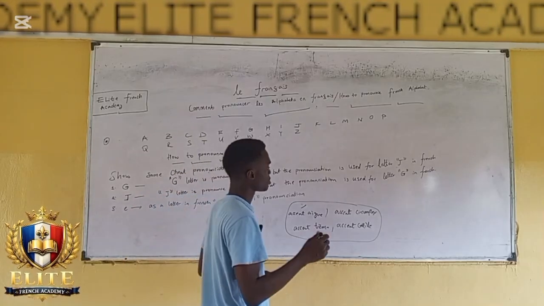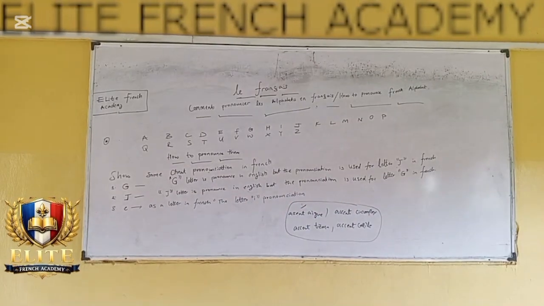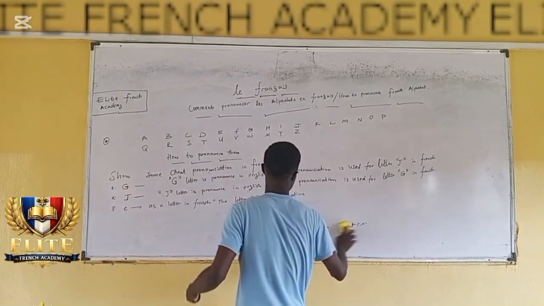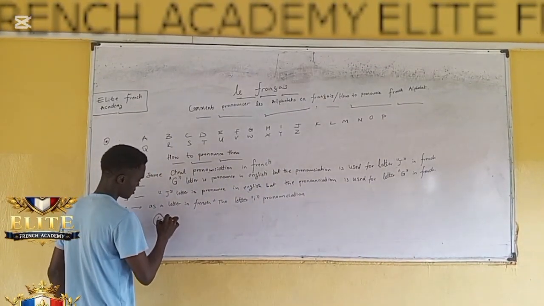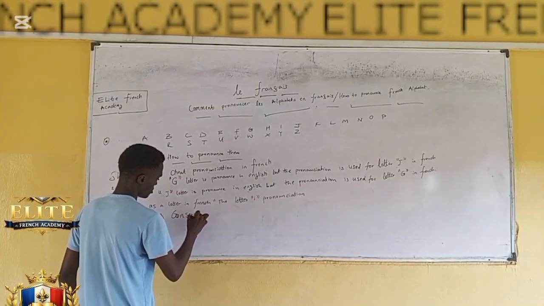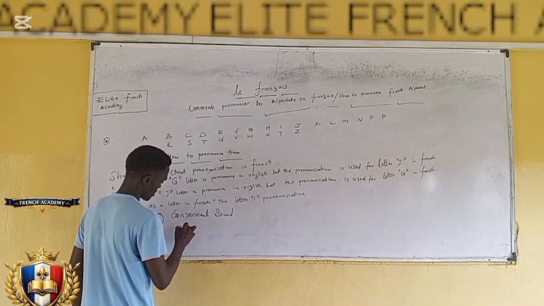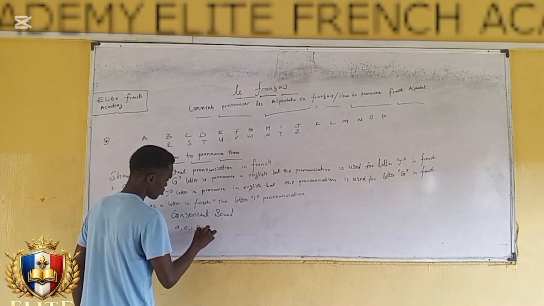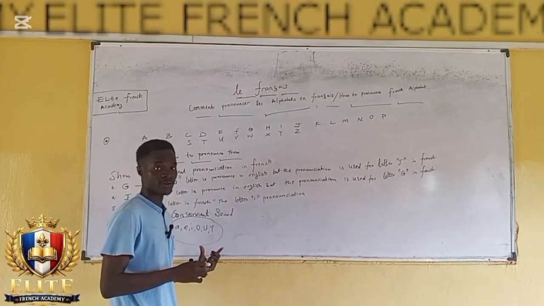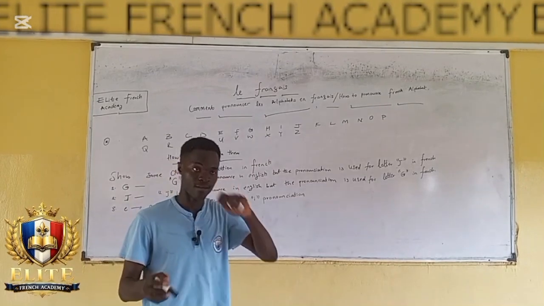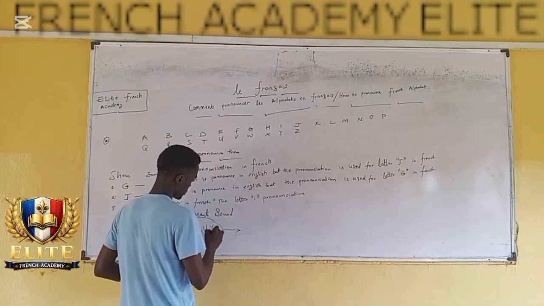But I want you guys to know something important: French has 6 vowel sounds. They are A, E, I, O, U, and there's one called Y. These are the 6 vowel sounds in French. Normally, we all know that in English we have 5, but in French we have 6.